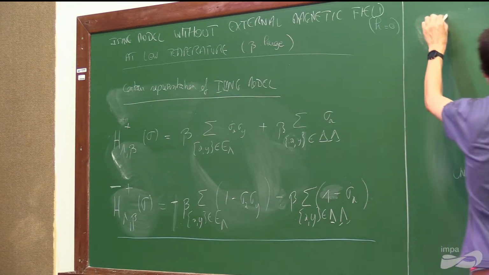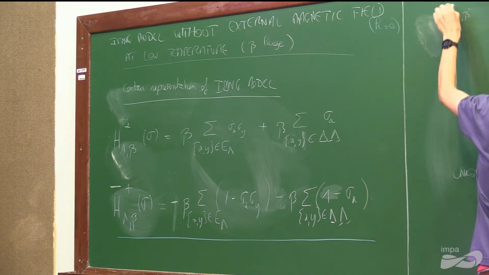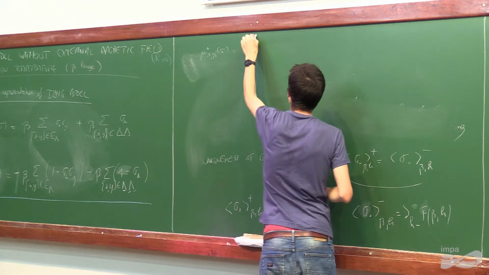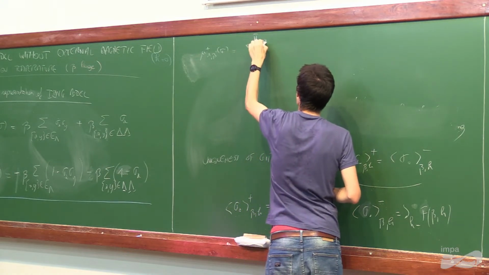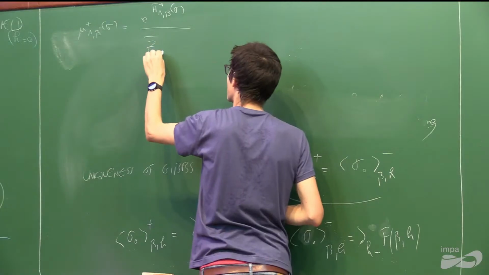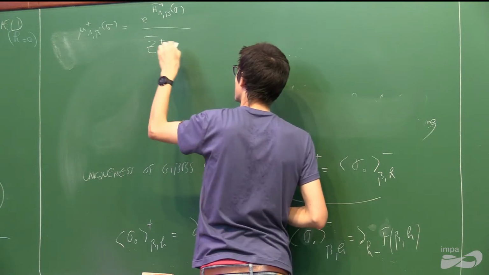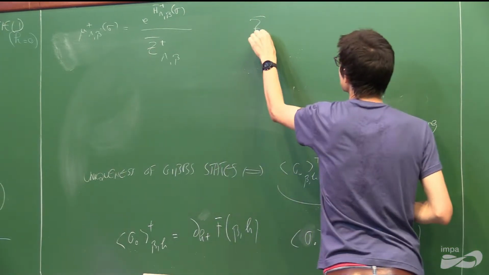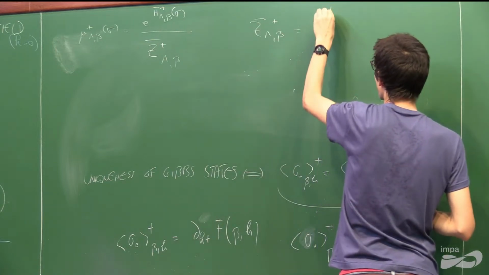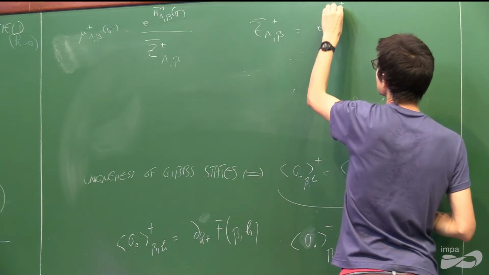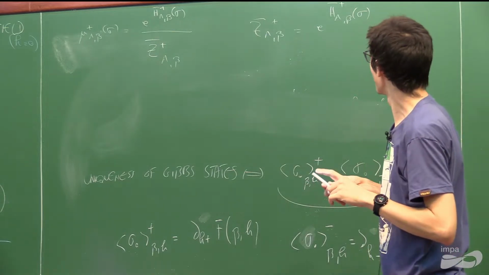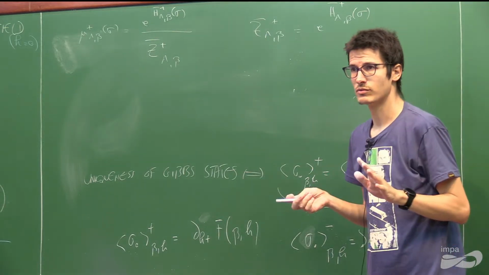So what I have is that mu_{Lambda,beta}^+(sigma) is really exponential of minus H-bar_{Lambda,beta}^+(sigma) over Z-bar_{Lambda,beta}^+, where this thing is what I need to have a probability. So when I'm doing this, I'm not changing the model. It will just be more convenient to work with.